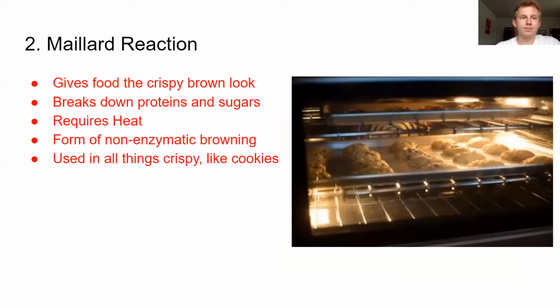The second one is the Maillard reaction. So this is what gives food a crispy brown look. The way it does this is by breaking down proteins and sugars within food, and it uses heat. And it's also called a form of non-enzymatic browning. This means it doesn't require an enzyme to basically speed up this reaction.